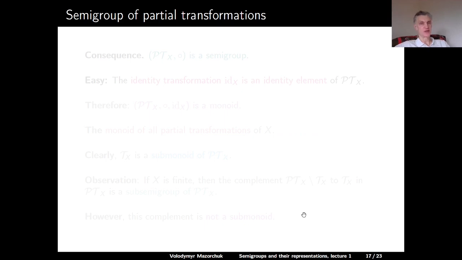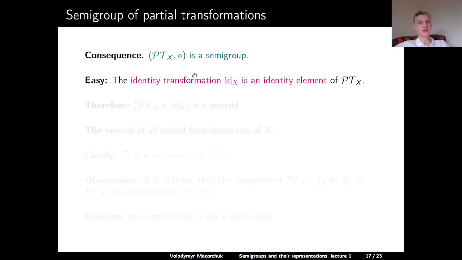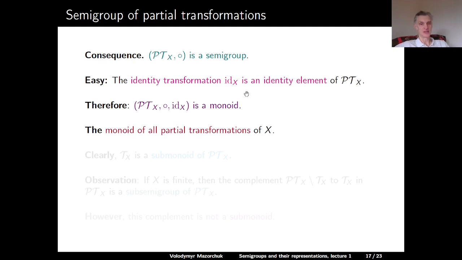Since composition of partial transformations is associative, we can speak about the semigroup of all partial transformations of X. So that's the semigroup PTX with respect to the composition of partial transformations. It is very easy to see that the identity transformation on X is an identity element of PTX. Therefore, PTX is in fact a monoid. That's the monoid of all partial transformations of X.